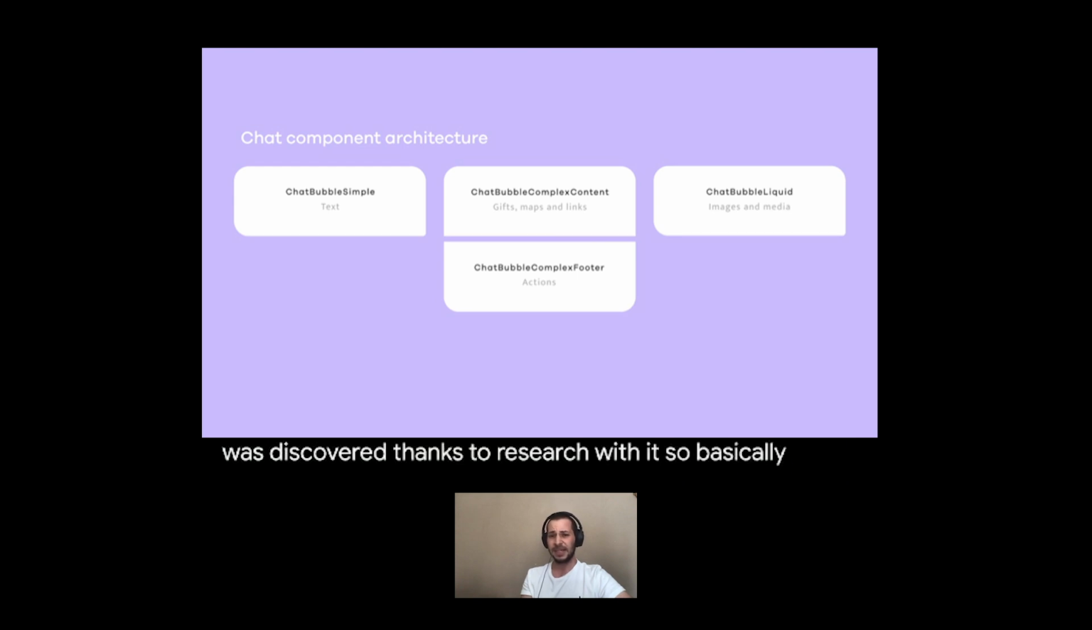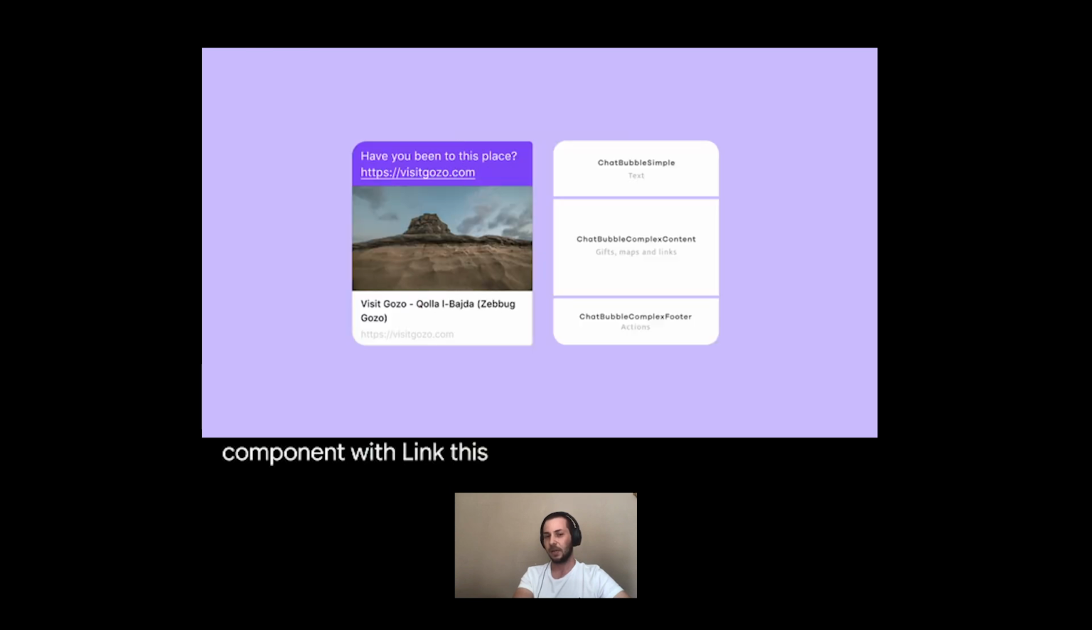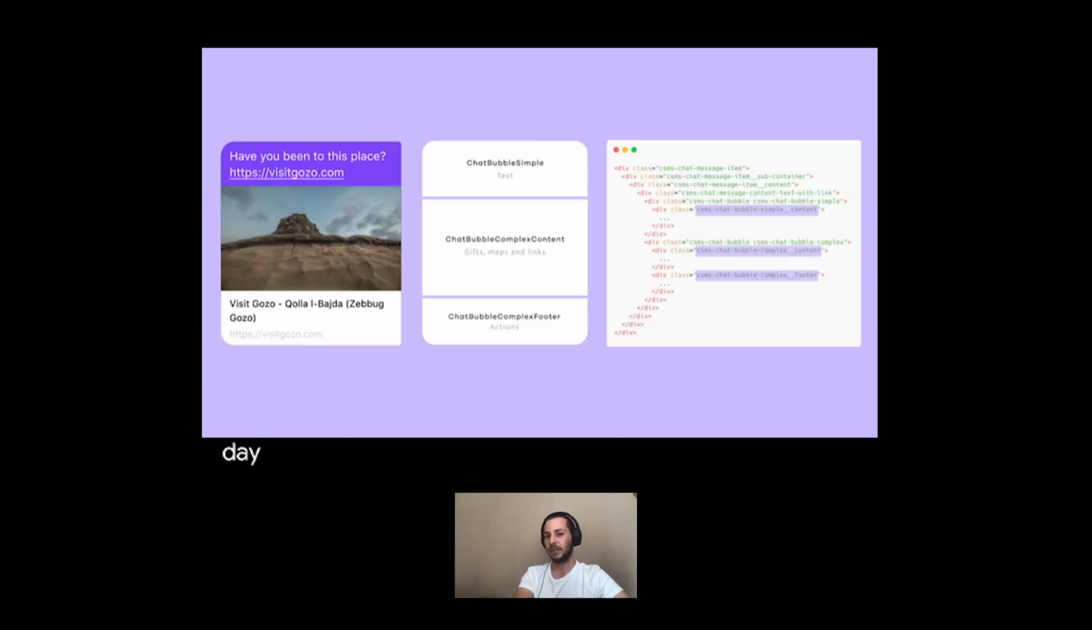So basically, these are all the types of messages we have in code, and these are the chat bubble simple, chat bubble complex content, chat bubble complex footer, and the chat bubble liquid. And each message has a purpose, as you can see in the diagram here. So let's see the construction of the 2 components I showed you in the previous slides. So this is the component which we refer to as the text with link. This is how it's built, and this is how it's related to code.